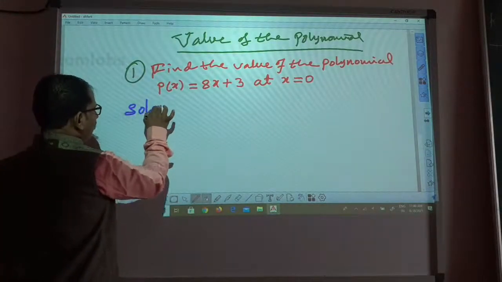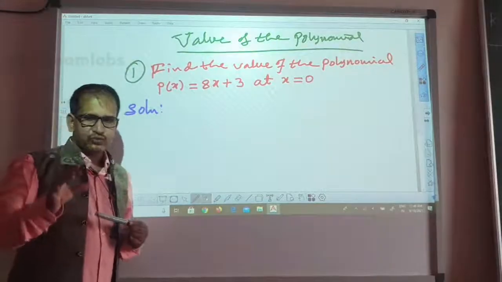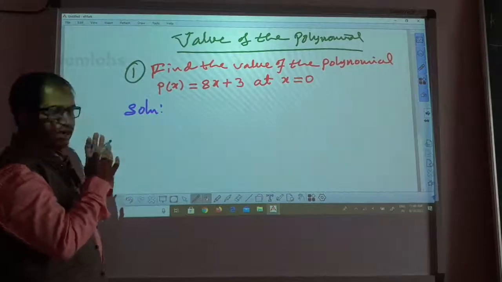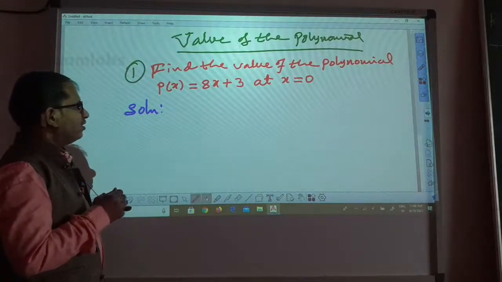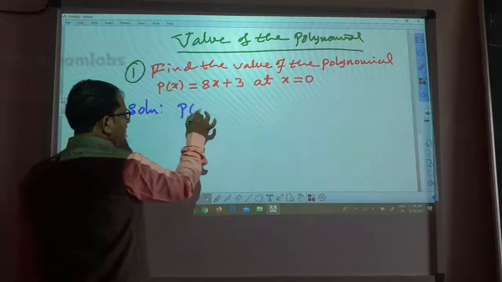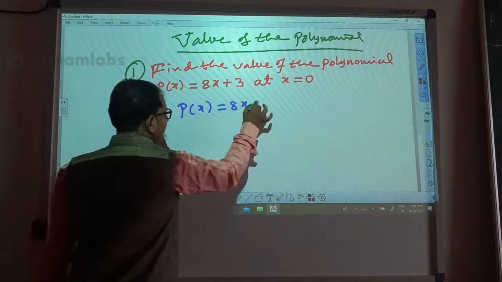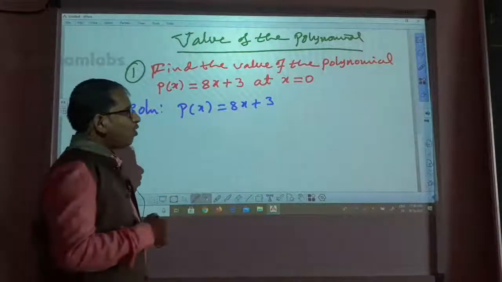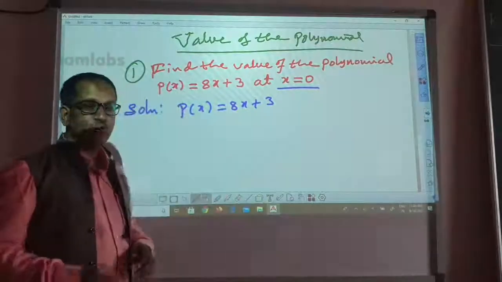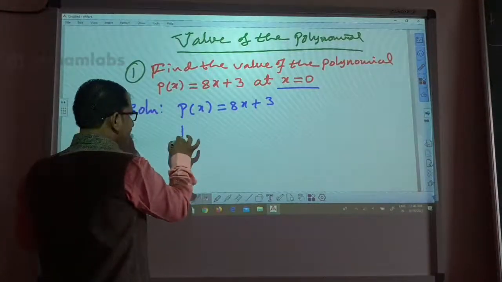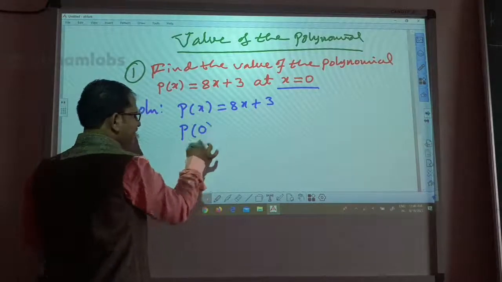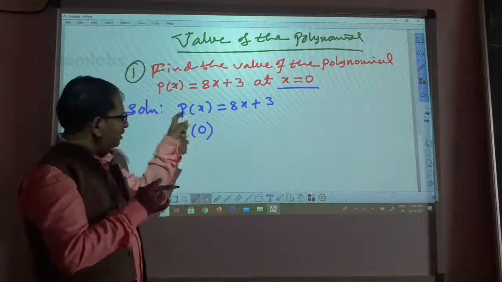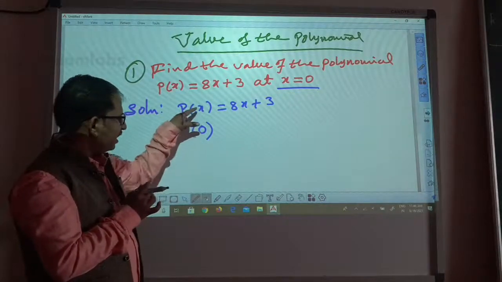Solution. How are we going to solve this problem? Just observe and learn carefully. Just observe here, p of x is equal to 8x plus 3, right? This is the polynomial they gave. Second, what value of x did they give? x is equal to 0. So write 0 in the place of x. Wherever there is x, just replace it with 0. That's all. Remove x wherever it is and put 0.